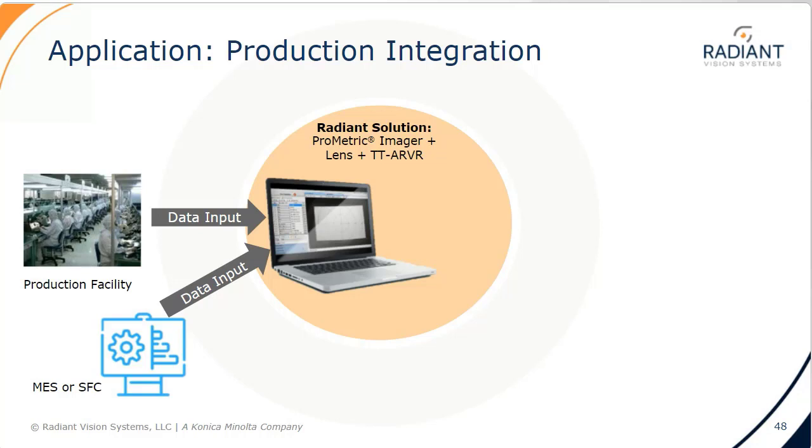The optical test system, of course, is just a small part of the overall manufacturing engine. In order to provide information for other processes, the test system needs to be integrated in some way. Central to the test system automation and communication is the software. Our TT-ARVR software is shown in the middle here. We can use the software's API to talk to all kinds of equipment.